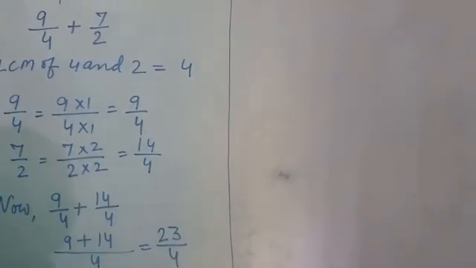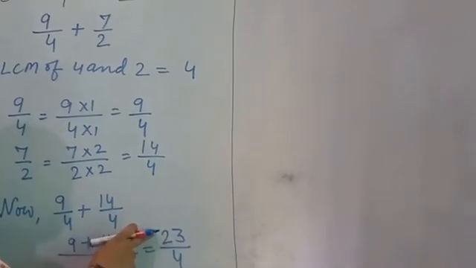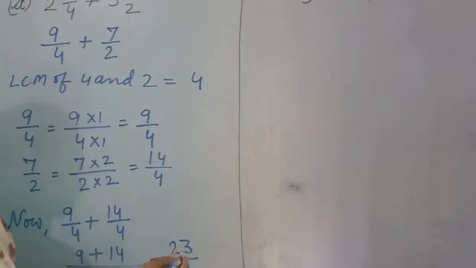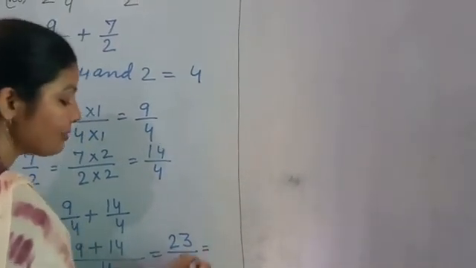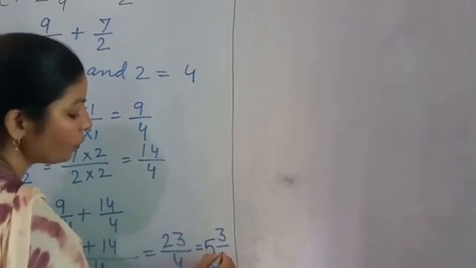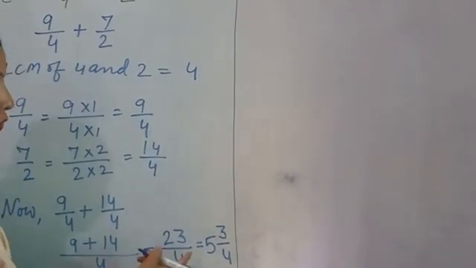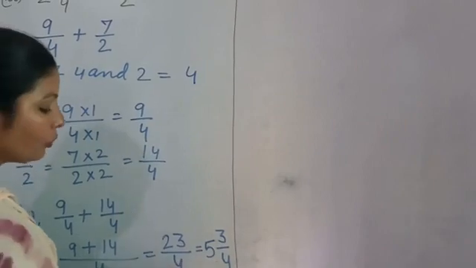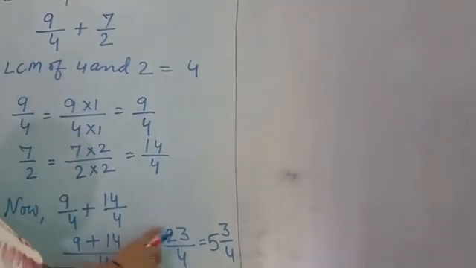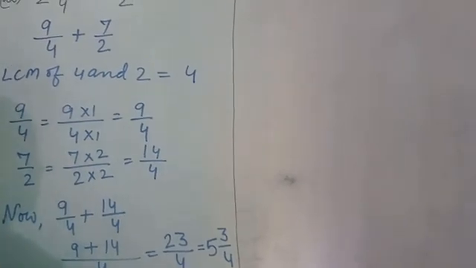Now which type of fraction is this? This is improper fraction, because numerator is big, denominator is small. So we change it into mixed. So 4 5s are 20. So 5 whole 3 upon 4. When you divide 23 by 4, you will get 5 whole 3 upon 4. That's your answer. Okay. So whenever you have improper fraction, you change it into mixed.